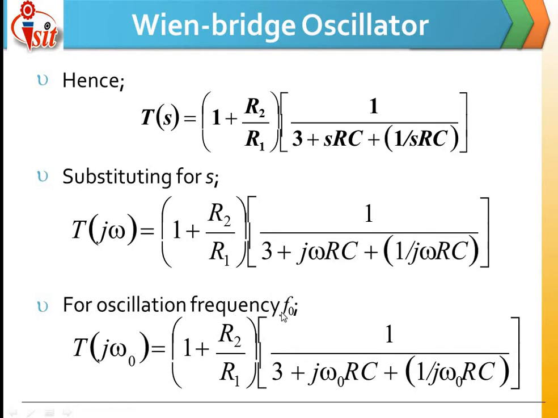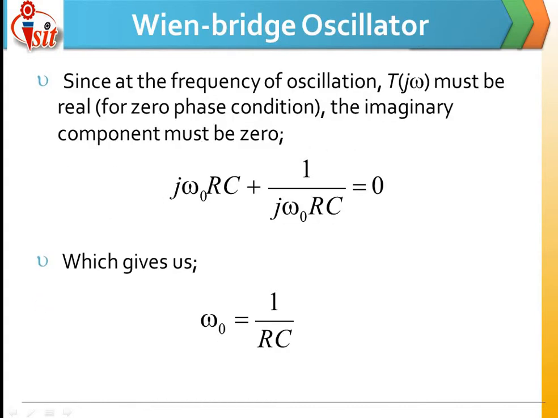For the oscillation at frequency f0, this is represented by the formula T(jω0) is equal to (1 + R2/R1) multiplied by 1 divided by (3 + jω0RC + 1/jω0RC). Then this gives us the Wien bridge output.